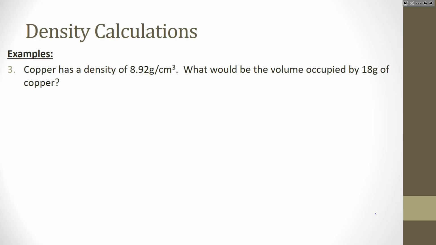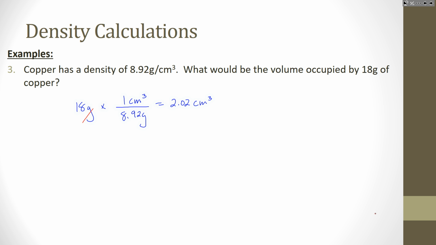Copper has a density of 8.92 grams per centimeter cubed. What would be the volume occupied by 18 grams of copper? So if you have 18 grams of copper, we want to find out how much volume, or how much space, that takes up. We know that 1 centimeter cubed would weigh 8.92 grams. So if we have 18 grams of this stuff, it would be just over double the amount of volume. So we divide this out, and I get 2.02 centimeters cubed.